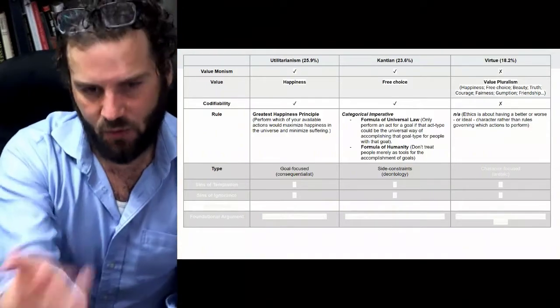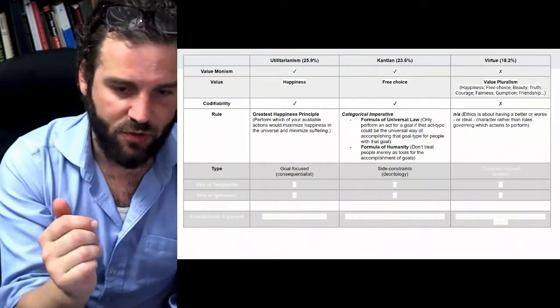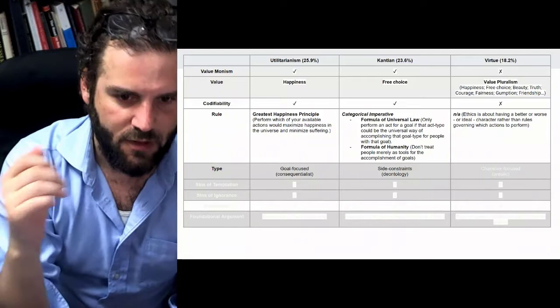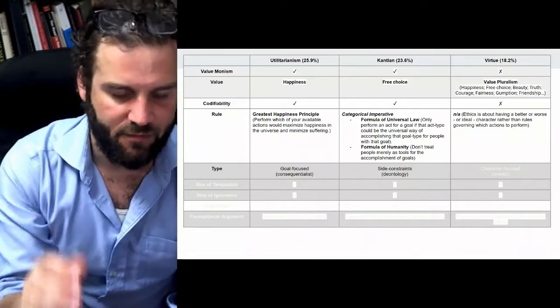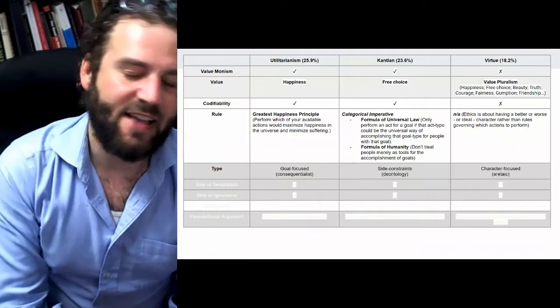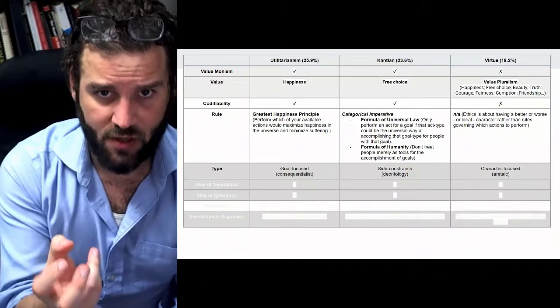Or, if we're using the formula of universal law: in your pursuit of whatever goals you choose for yourself, don't perform an action for a goal that couldn't be the universal way of people accomplishing that type of goal. Anyway, lastly, we've got virtue ethics, and as we've already seen, it's this character-focused view.